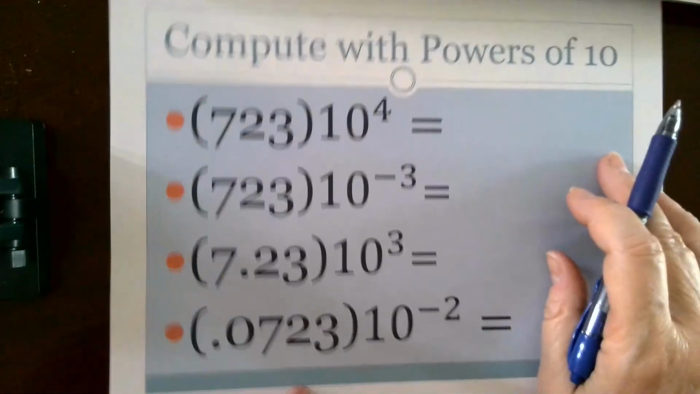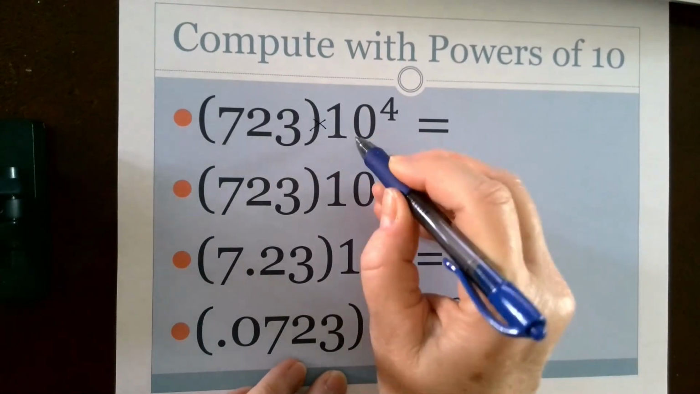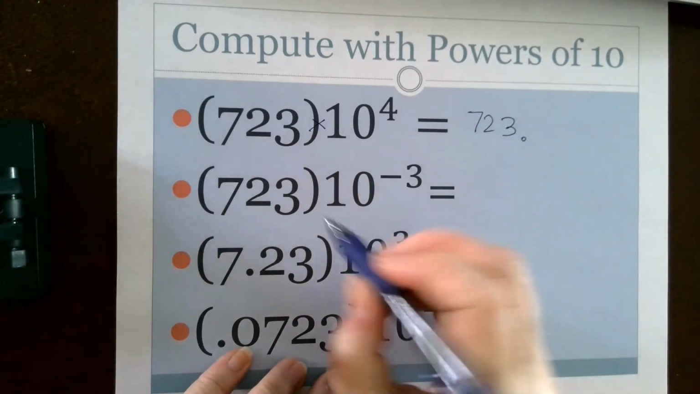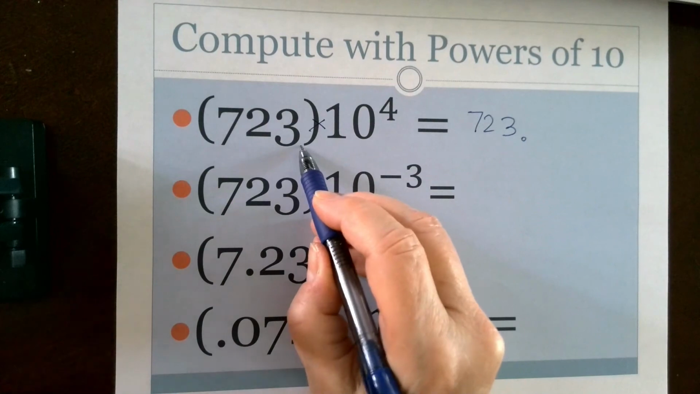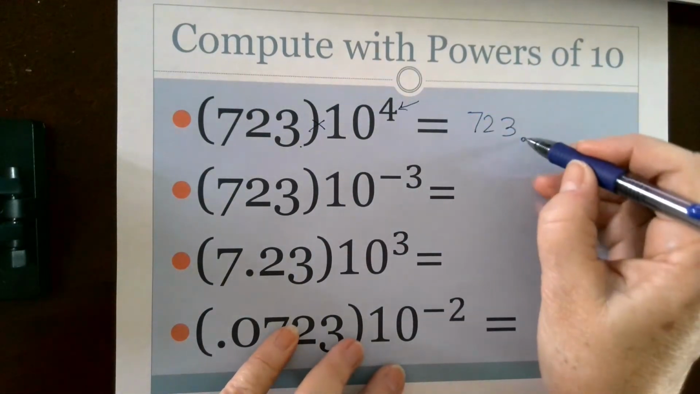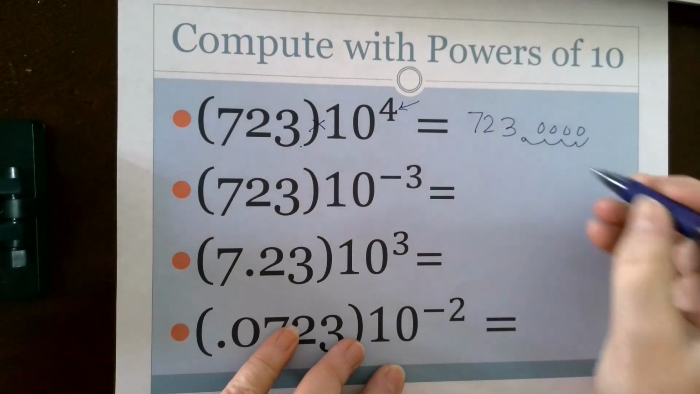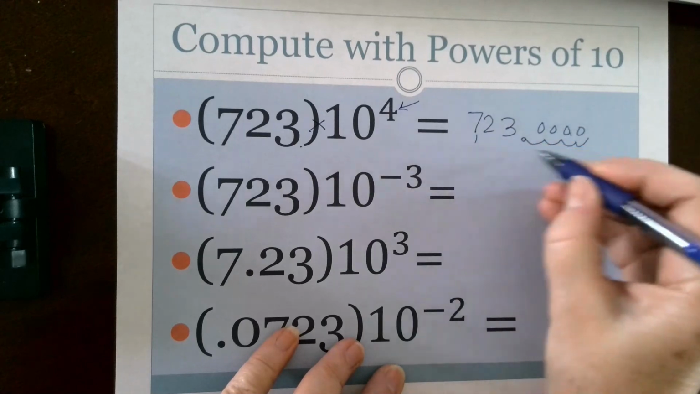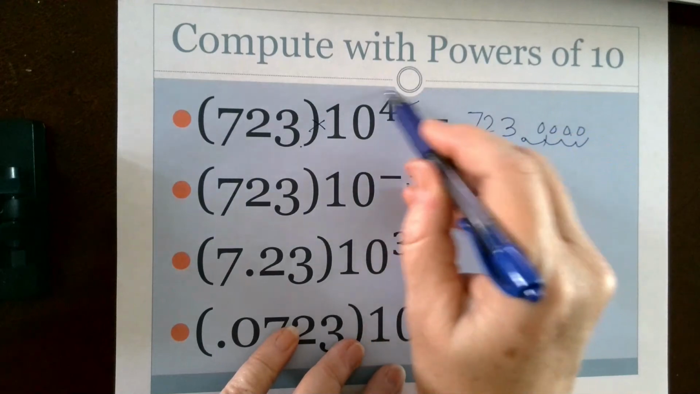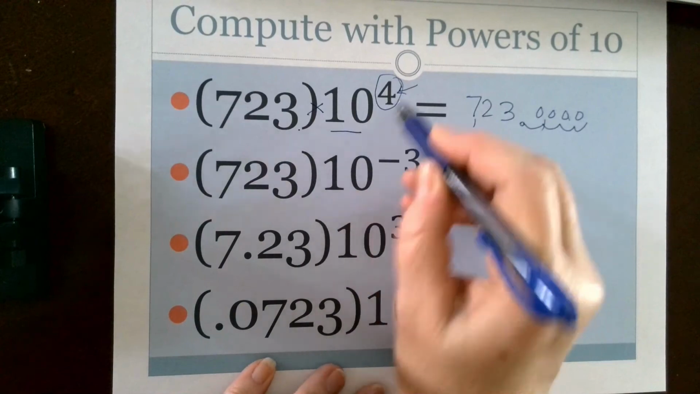Let's compute with powers of 10. If you want to multiply something times 10 to the 4th, simply take the decimal. If you don't see it, it's at the end, and move it this many times. That's what 10 to the 4th means. Move it, move it, move it, move it 4 times. And that's the answer. 7,230,000. This tells you how many times to move the decimal. That's the beauty of 10 to a power.